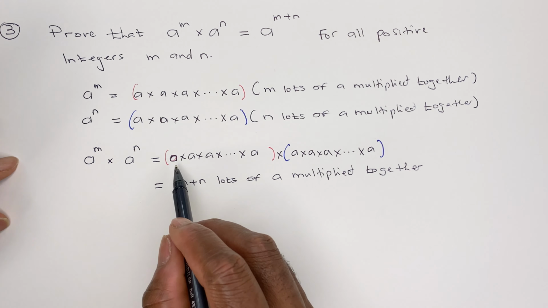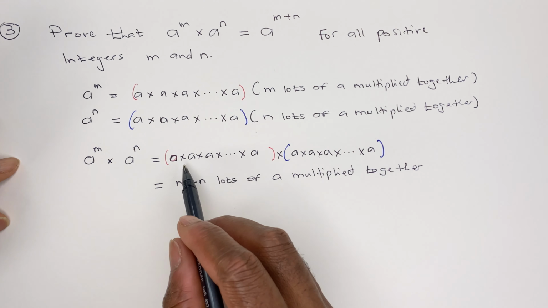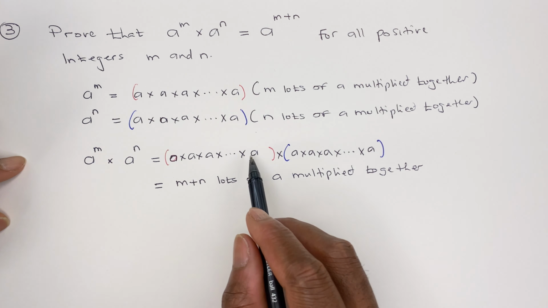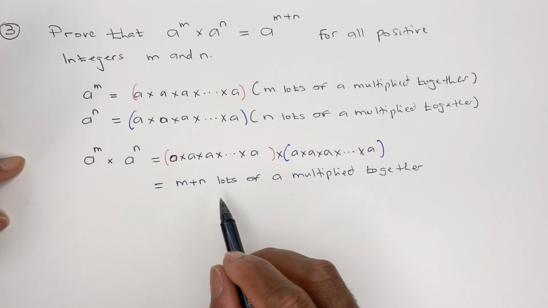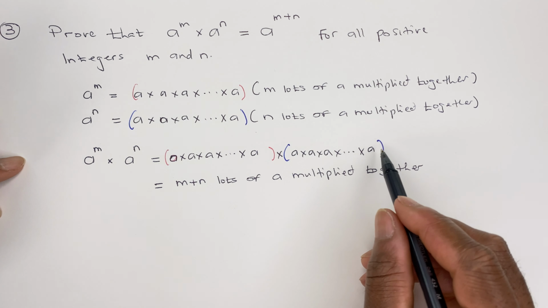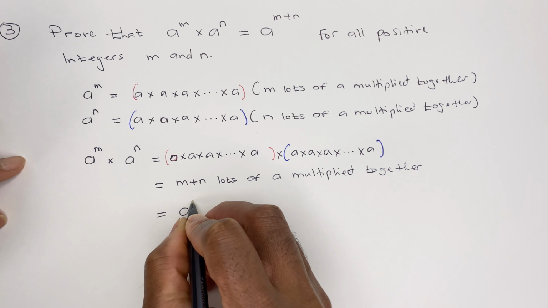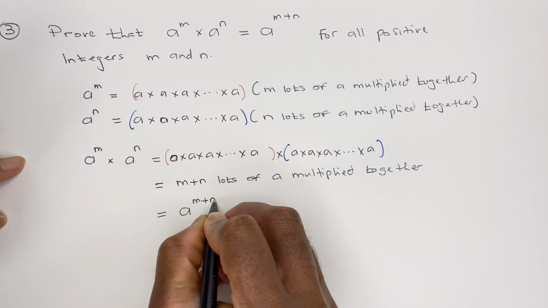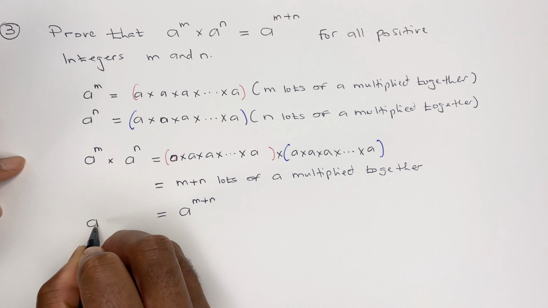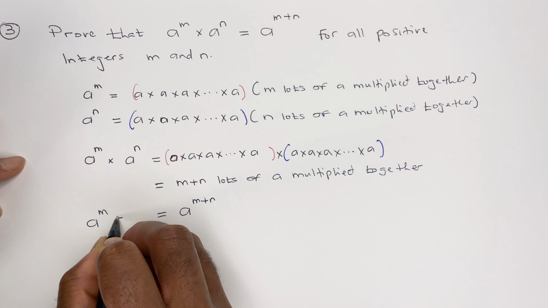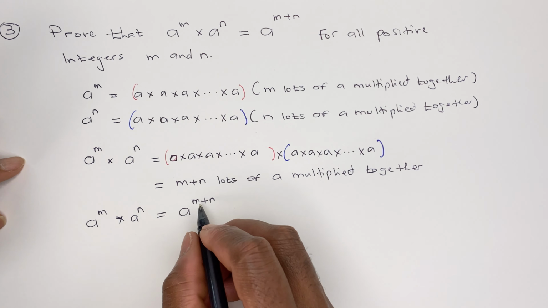So how do we do that? If we count 1, 2, 3, 4, 5, 6, we can count the number of a's there, which is m lots, plus the number of a's, that's n lots, and so that will become a to the power of m plus n. And so therefore a to the power of m times a to the power of n is equal to a to the power of m plus n.